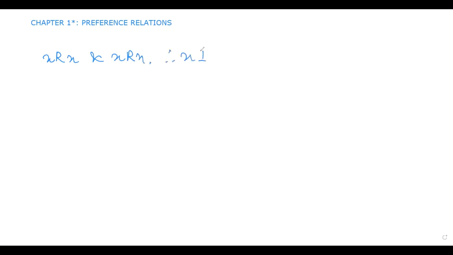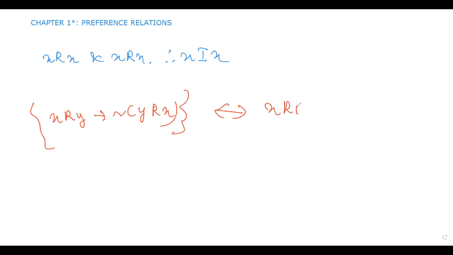Therefore, XIX. For instance, another thing may be asymmetry. What does asymmetry say? It says XRY implies not YRX. Can I write this whole thing as being equivalent to XRY implies XPY? Yes, because XRY implies this, but this and this together implies P.